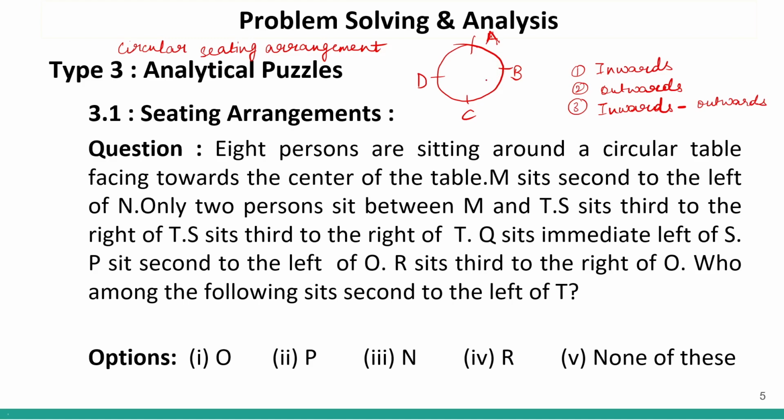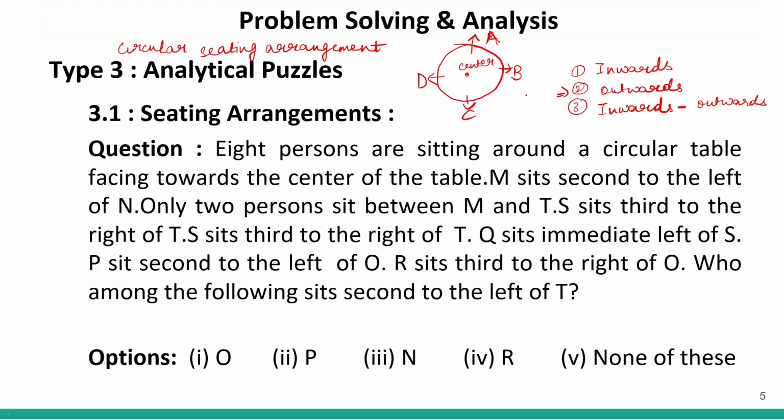So what do you mean by this? Inward means that A is facing this side, B is also facing this side, C is also facing this side and D is also facing this side. This is what you mean by inward facing. Similarly, outward facing means that A is facing this side, B is facing this side, C is facing this side. Similarly, D is also facing outwards. This is the center. They're not facing the center, but they are facing away from the center towards the outer side.